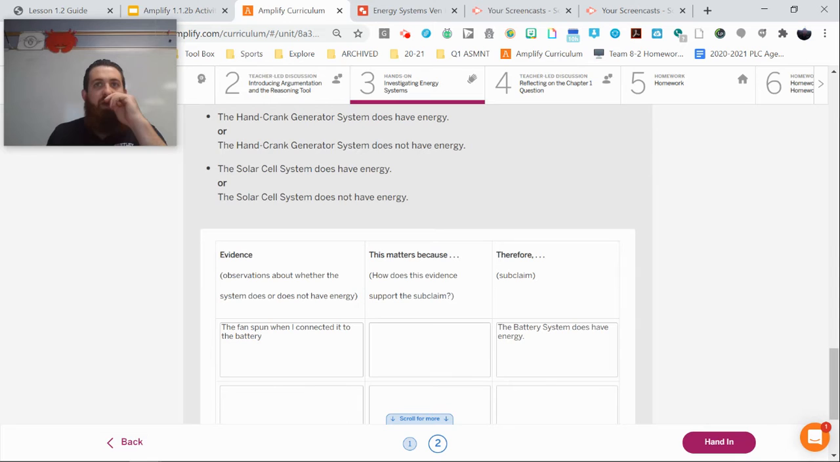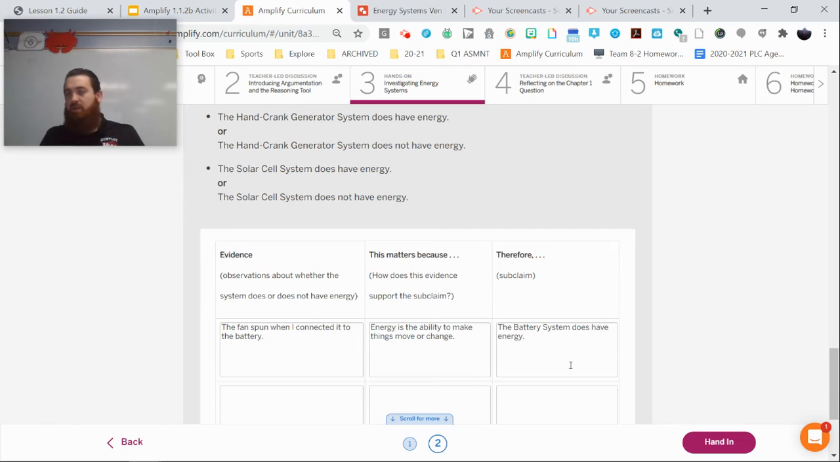And in order to answer that question, we have to think about the definition of energy. Now, remember, the definition of energy that we looked at the start of this lesson is, energy is the ability to make things move or change. So that's the important connection here, ladies and gentlemen. So energy is the ability to move and change. So when I look at this, I see the fan spun when I connected it to the battery. Energy is the ability to make things move or change. Therefore, the battery does not have energy, or does have energy, excuse me.